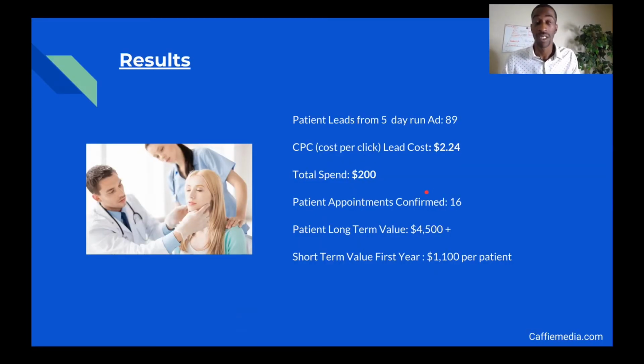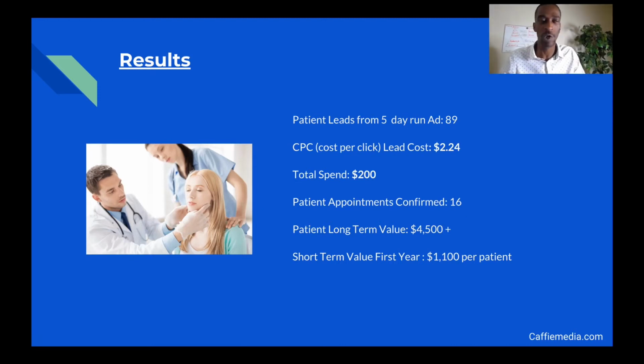So the results from that practice: we ran the ad for about 5 days. 89 leads came from that. The cost per click was $2.24. The total spend on these two ads was $200 for 1 week. That's amazing. The patients confirmed from those 89 leads is 16. 16 confirmed patients.